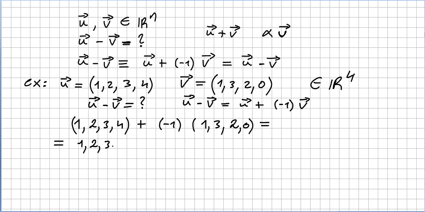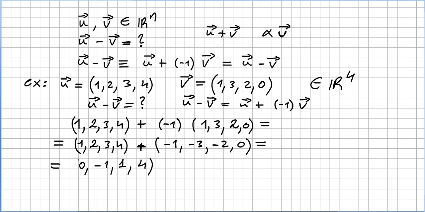So that will be 1, 2, 3, 4 plus minus 1, minus 3, minus 2, 0. Right? So that will be 1 minus 1, that will be 0. 2 minus 3, that will be minus 1. 3 minus 2, that will be 1. And 4 plus 0, that will be 4. And I hope I did not make any calculation mistake.